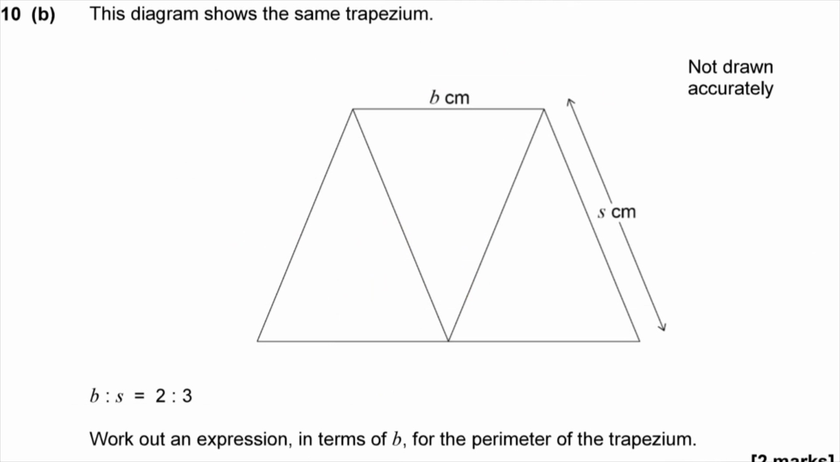10b, this diagram shows the same trapezium, and now we're told that this side here is S, and that the ratio of B to S is 2 to 3. And now we need to work out the perimeter of the shape in terms of just B. So we need to express S in terms of B, basically.